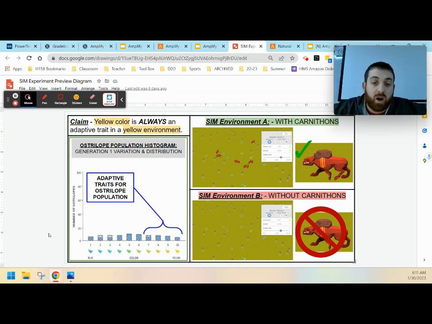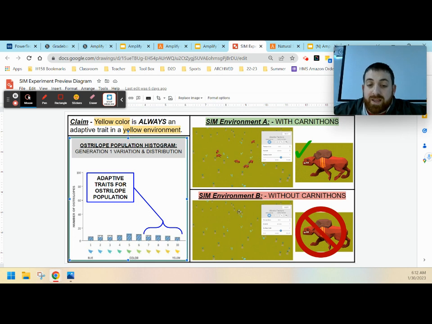Here's where the experiment is a little different from what we've done before. Normally, you'd run one sim, but in our experiment, you're going to run two sims. The first one, you're going to take this population with the same exact distribution for all their variations, and you're going to run it in a sim with Carnathons. And you're going to give the background a yellowish tint, which we'll explain in a second. You're going to run it for 50 generations, then go to the Analyze page and look at the histograms.